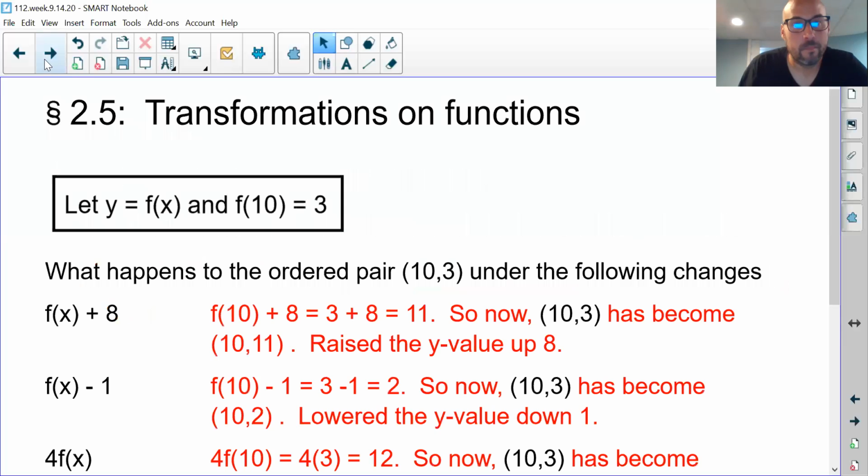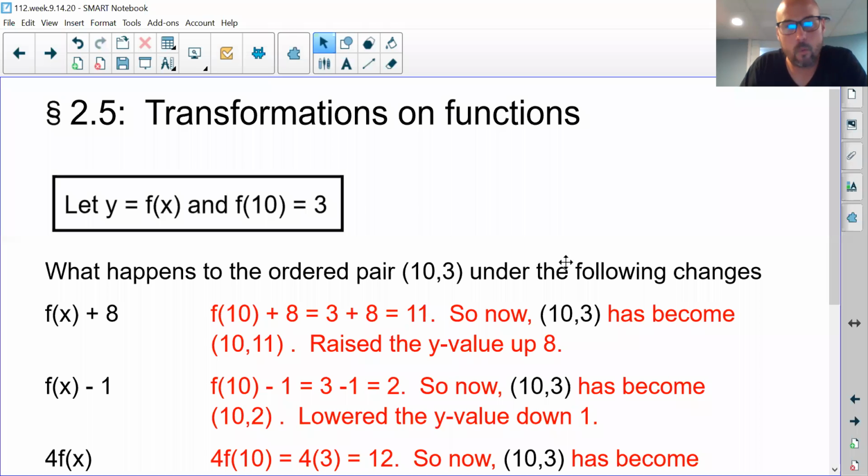Transformations of functions. Trans meaning change, form meaning the shape of things. So this is a great section because it has such long-reaching consequences. What we're about to learn is you can move any function almost anywhere you want, left or right, up or down. You could stretch it, you could shrink it, you can flip it over the x-axis, over the y-axis, etc. So we're going to try to discover what happens here.